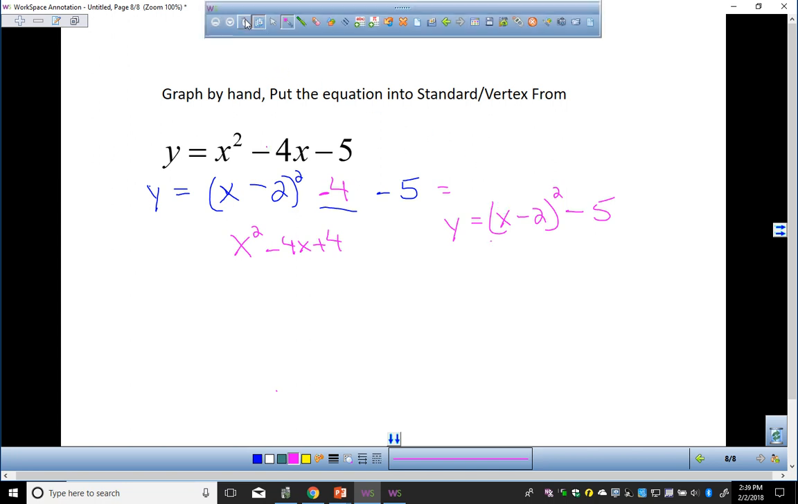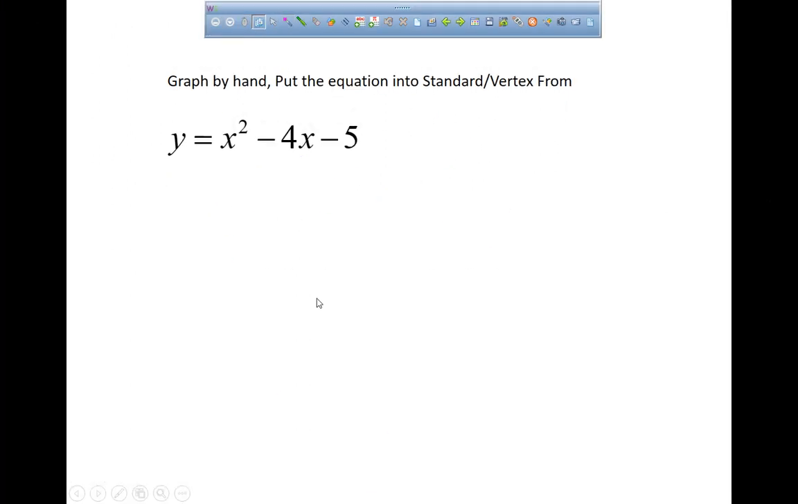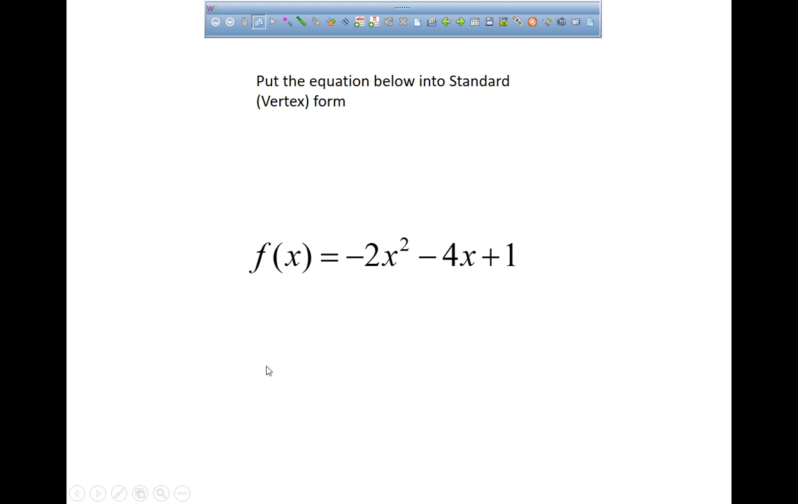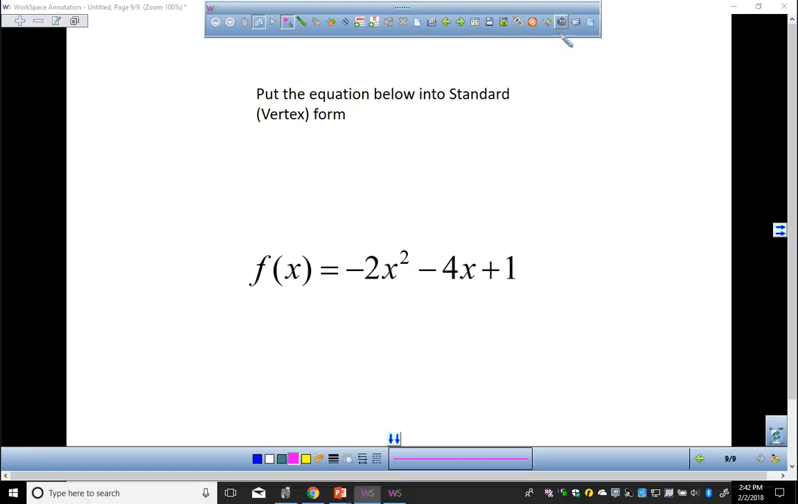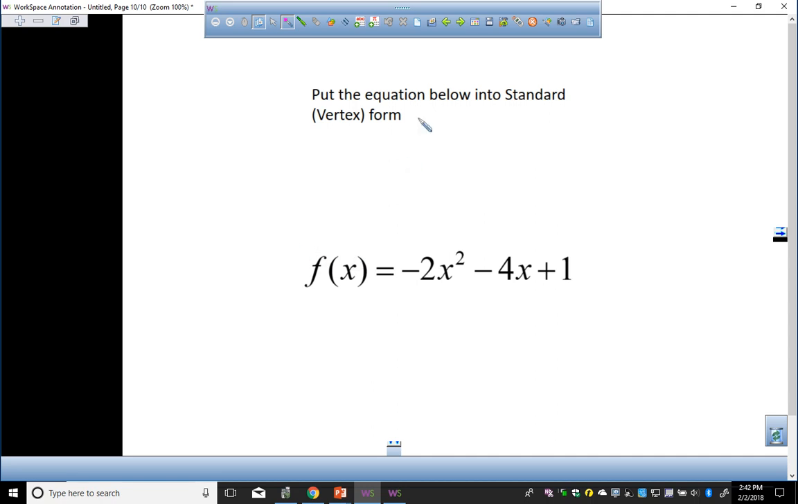Okay, so now we're going to do one that has a coefficient in front of the x squared. So this is where it gets kind of tricky. What you want to do, anyone know what you do? Don't you factor out the 2? Very good, Tyson. Tyson knows.